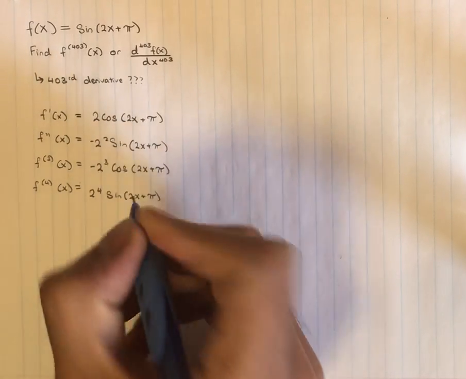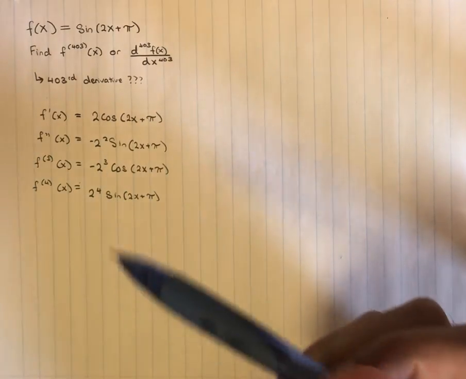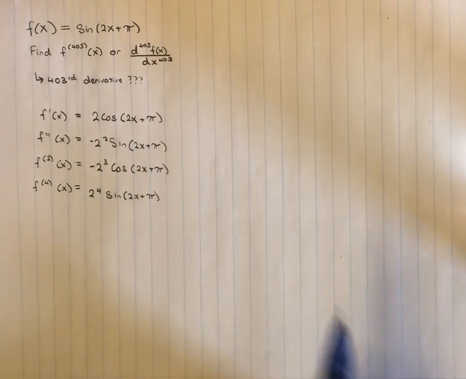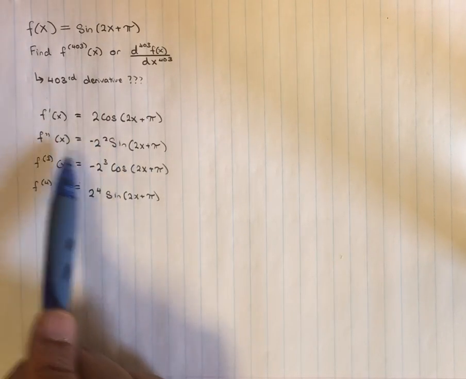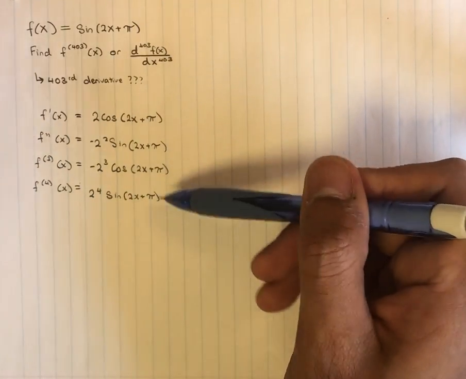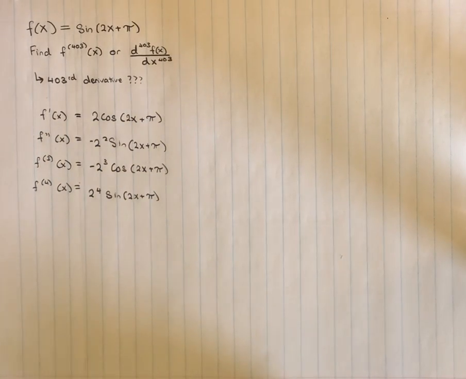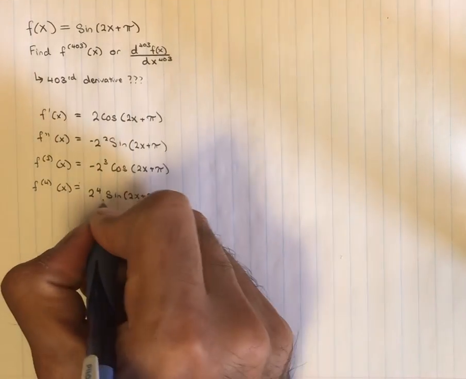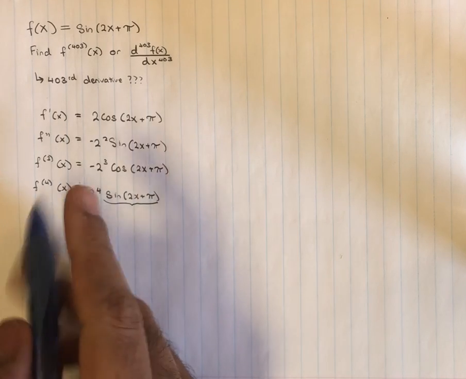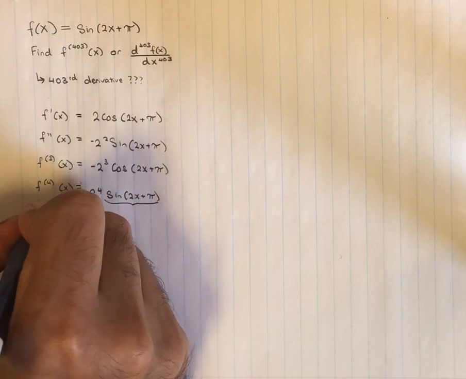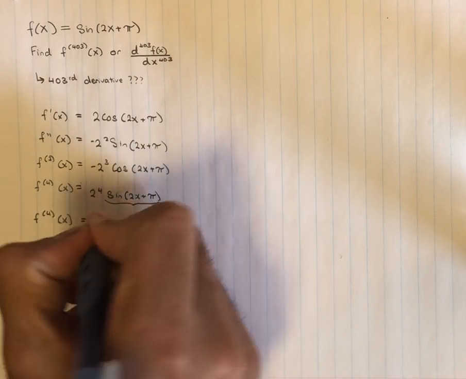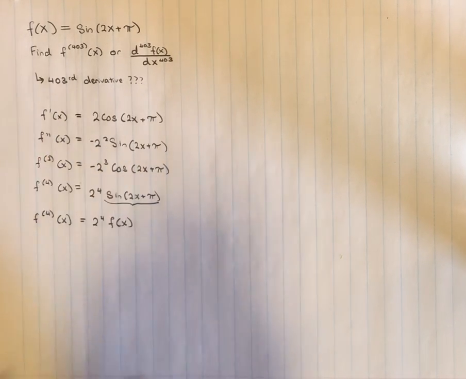Now I took the derivative 4 times because I know that after a certain amount of derivatives, we approach sine again. And I didn't want to just leave it at the second derivative because of this minus sign, and I wanted it to go away. So I just took 2 more derivatives. Now, when I look at this function, I notice that this part is essentially just f of x. So I can rewrite this function. The fourth derivative is just 2 to the power of 4 times f of x.